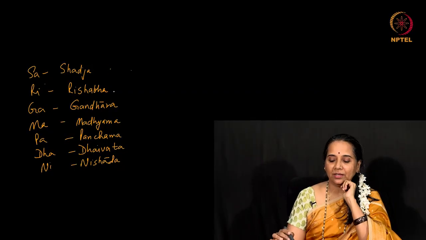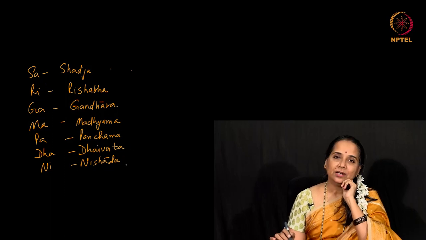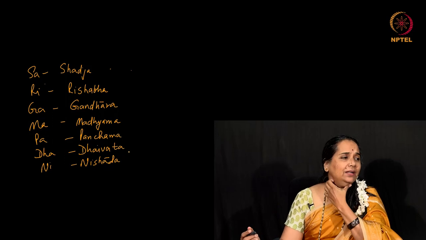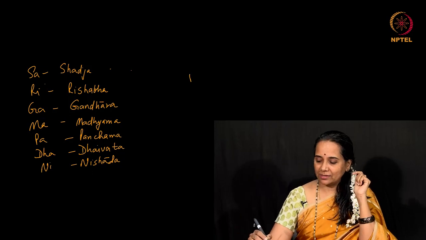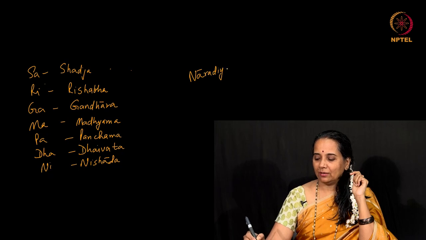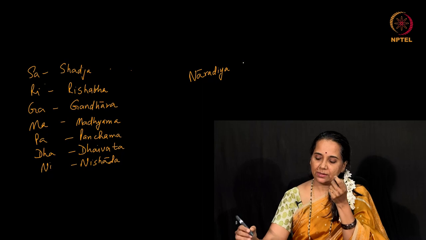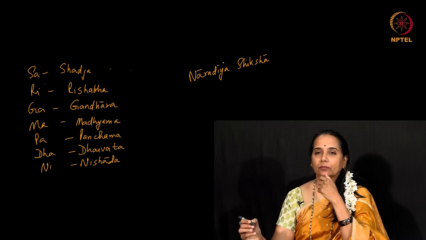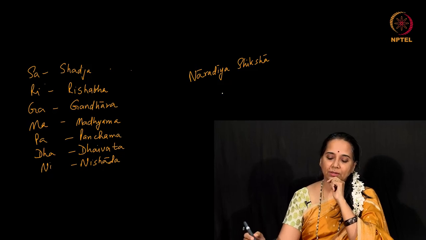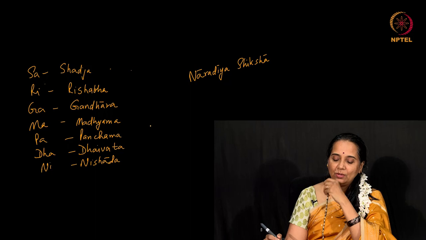So, Sa is Shadja, Ri is Rishabha, Ga is Gandhara, Ma is Madhyama, Pa is Panchama, Dha is Dhaivata, Ni is Nishada. So, these are names, and these names are found in ancient treatises like Naradiya Siksha, which is an early treatise that is concerned with the phonetics of chanting of the Vedic hymns. So, even in this treatise we have these names of these swaras, and there are some interesting aspects, interesting associations of these swaras.